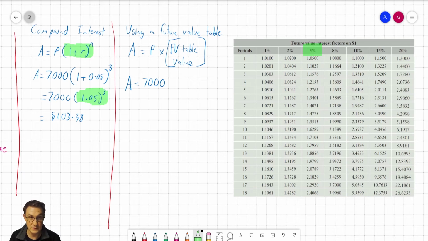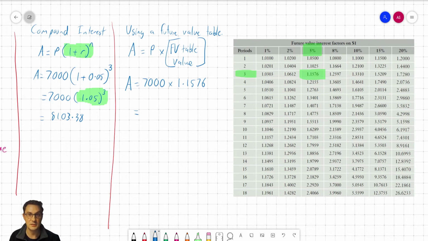Now, this was invested for 3 years. So we're just going to look until we've got a period of 3 years down here, and we see where the two of those intersect when we follow them across. And we can see that it's going to be this amount here. So rather than have 1.05 to the power 3, it's being replaced with this value here. So instead, we're going to times that by 1.1576.